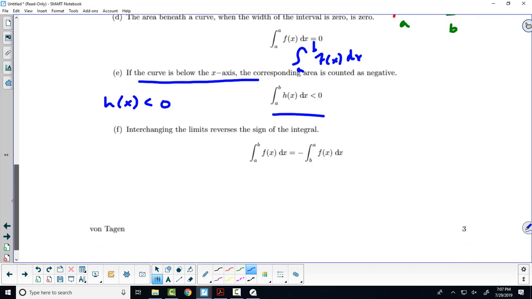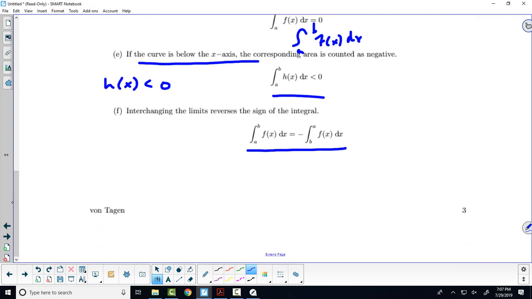We already looked at this one, where we said if we interchanged a and b here, you can do so, but you just put a negative sign in front of it. That's related to the fact that delta x is (b minus a) over n. Normally a is less than b, so delta x was always a positive quantity. If I interchange those, all my delta x's would be small and negative.